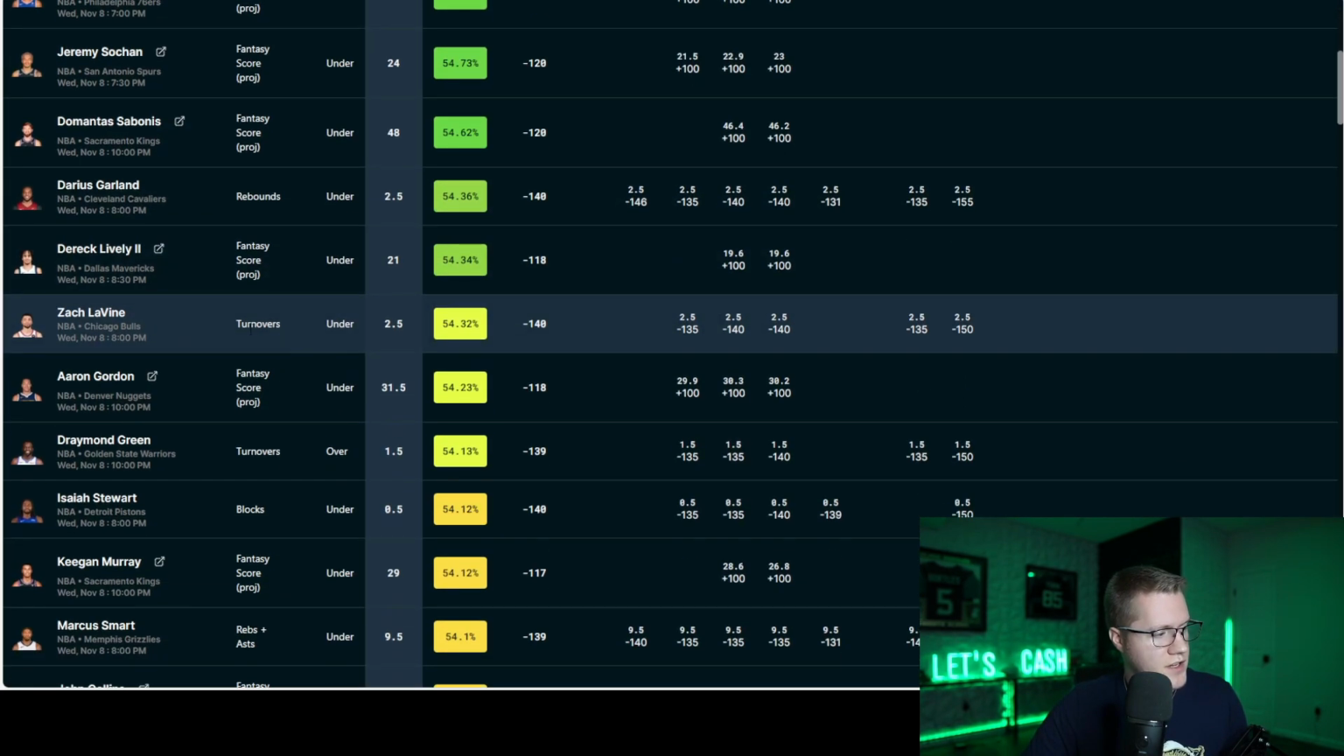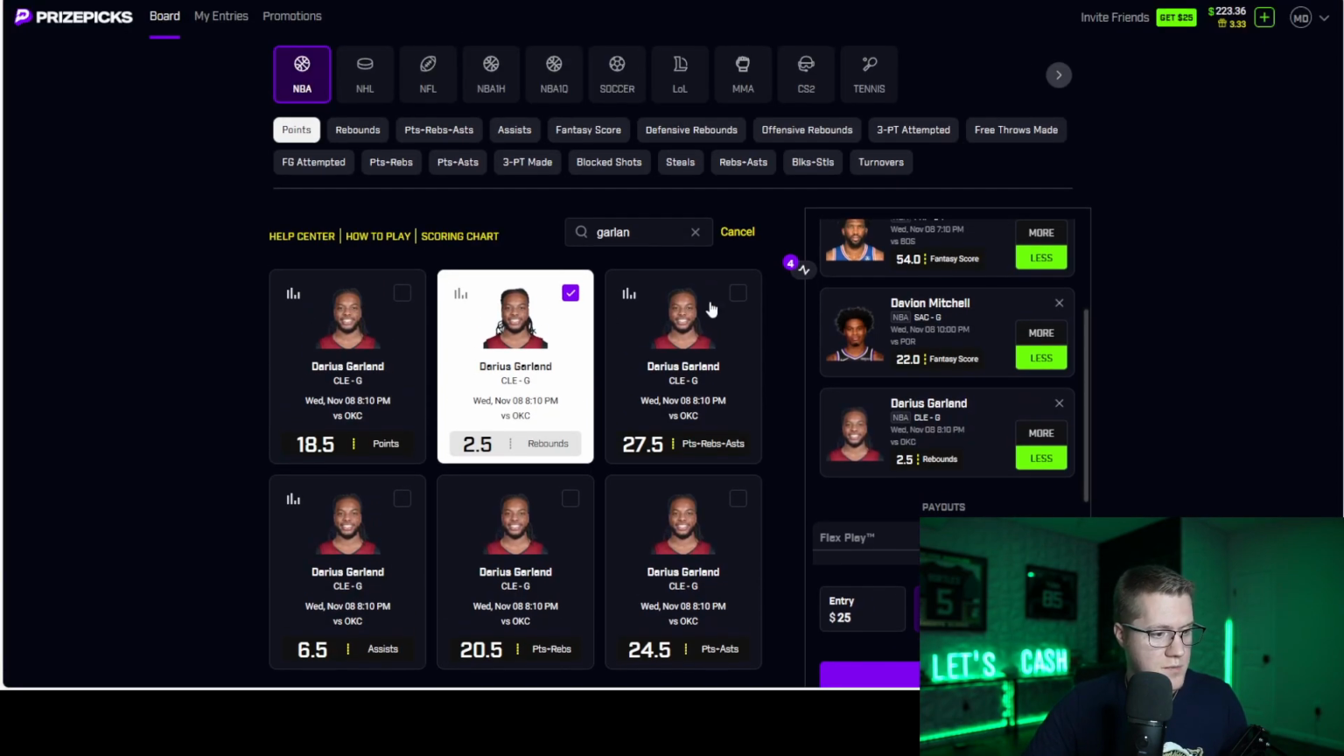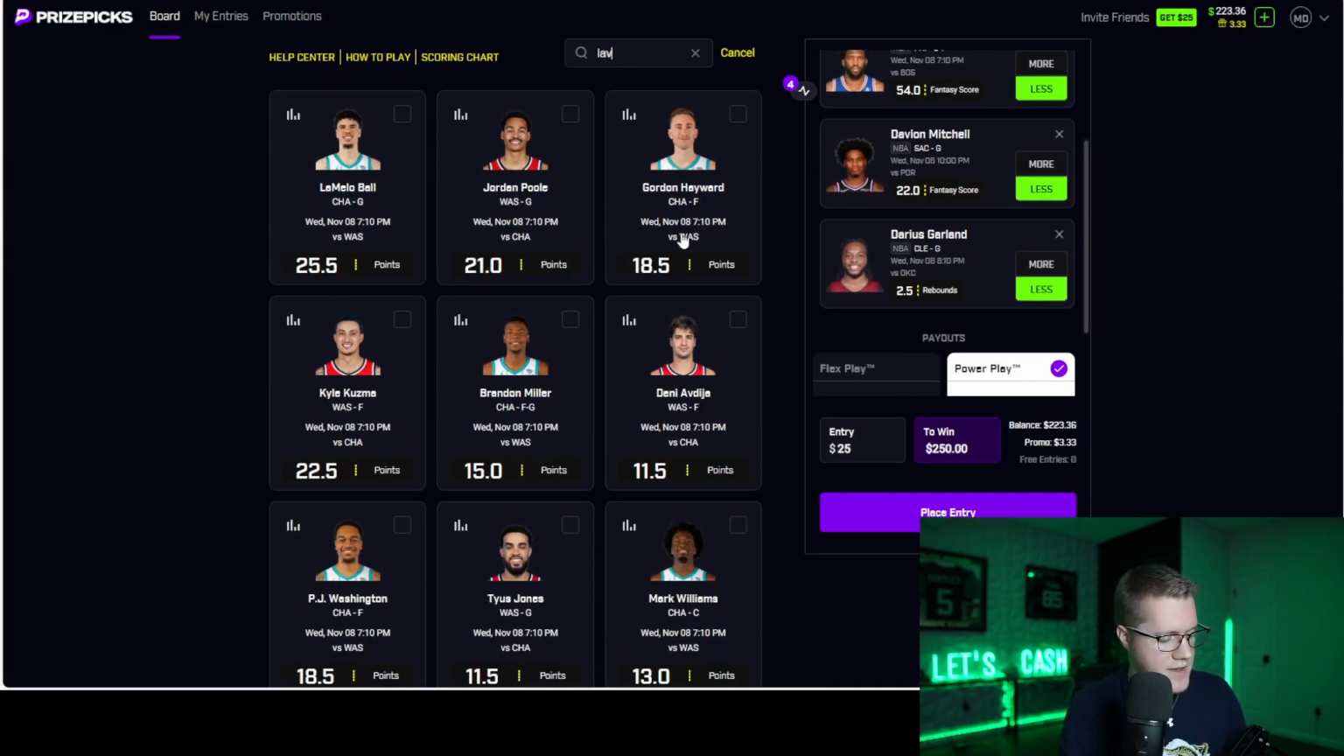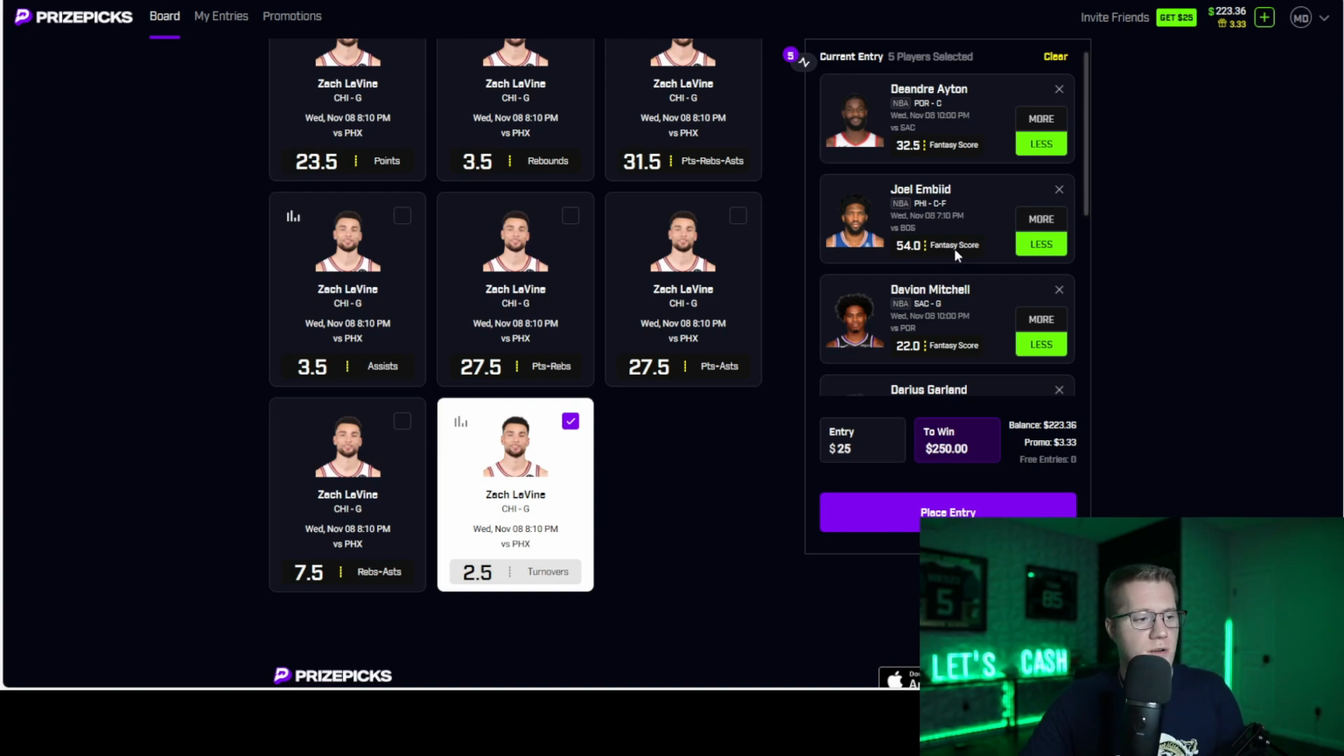And last but not least, we're going to go down here to Zach LaVine, all above that 54.26% mark. Another sharp play, heavily juiced on the under here, 2.5 under turnovers is what we're going with for Zach LaVine. And these are my overall favorite plays. I know nobody likes unders, but nobody cares about your feelings, because all we care about is making money in the long term and beating PrizePicks by beating their juice, their hidden implied odds per leg.